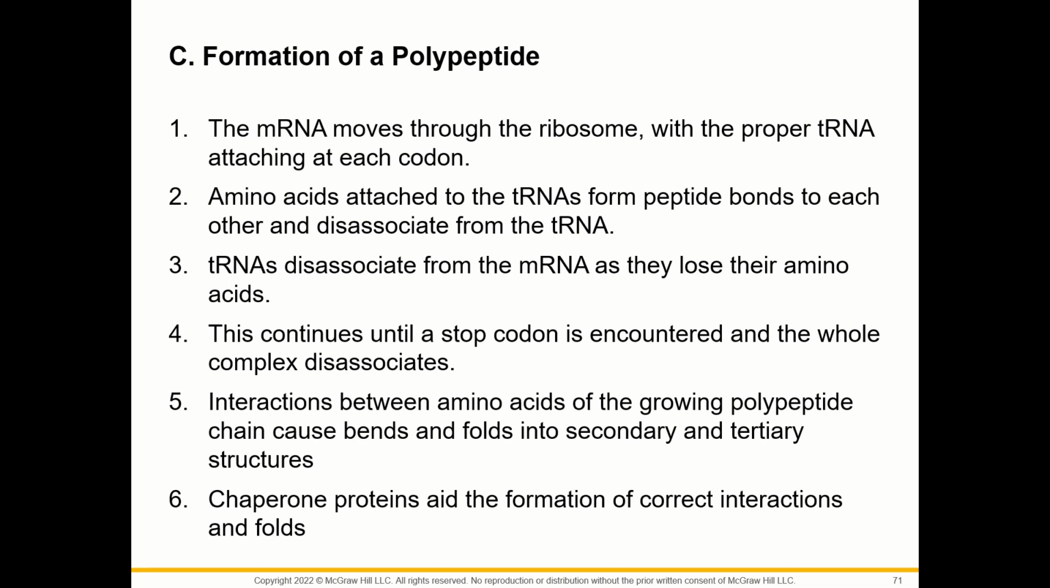Interaction between amino acids of the growing polypeptide chain causes bends and folds into secondary and tertiary structures. So we're not even done yet. We're making disulfide bridges. We've got positive and negative interactions. We've got polar and nonpolar. We've got hydrogen bonds forming. It's just wild. And there are even chaperone proteins that aid in the formation of correct interactions and folds.